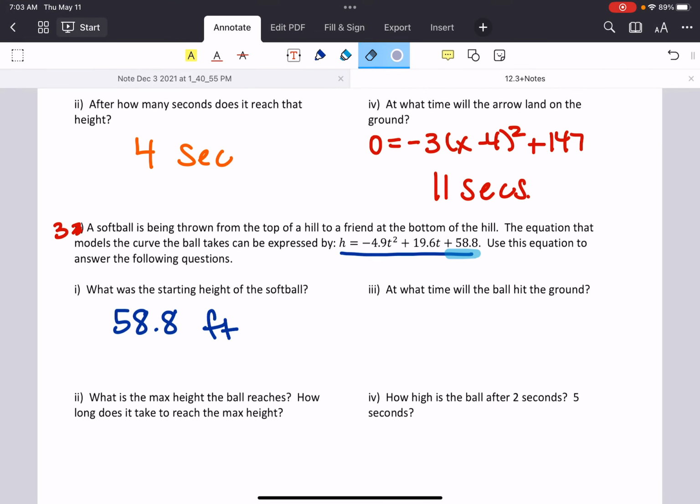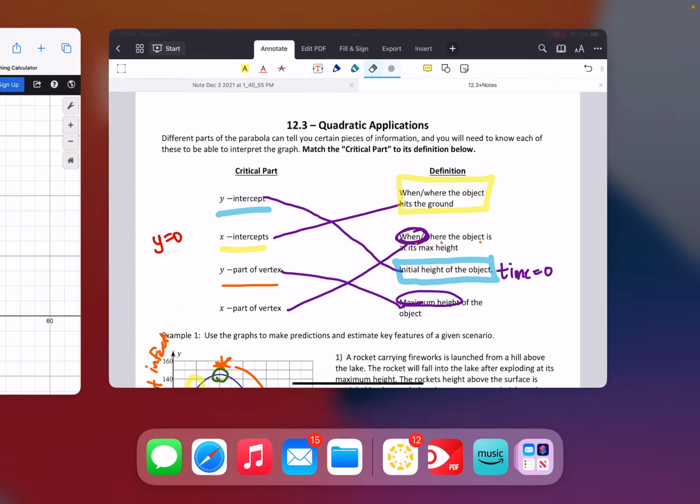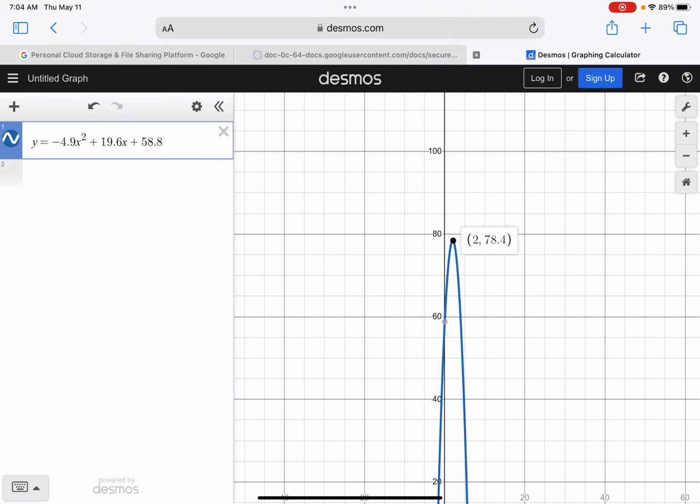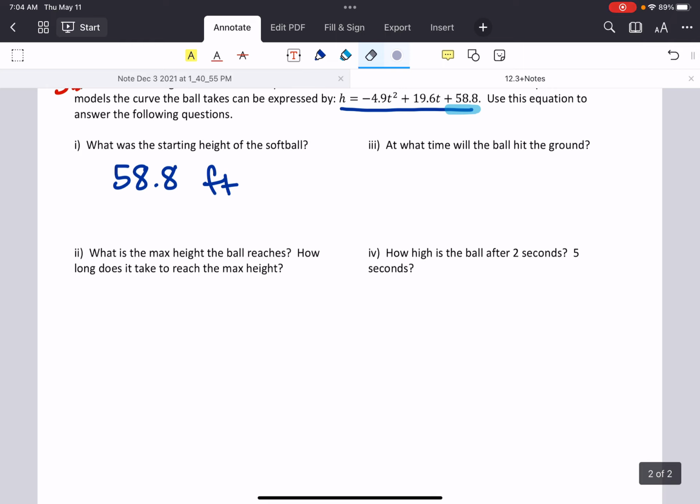Let's go back and look at our questions. Number 2, what is the max height the ball reaches? All right, max height. We're going to go back here. Max height is what? Maximum height. Oh, it's right here. Maximum height of the object is the y part of the vertex. So we can come up to our vertex and I can click on it and it tells me the maximum height is 78.4 feet. So our first answer is 78.4 feet.